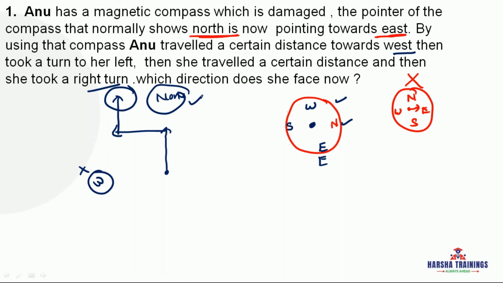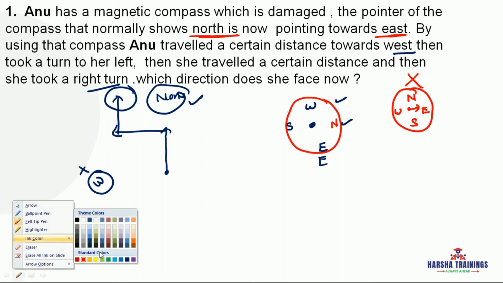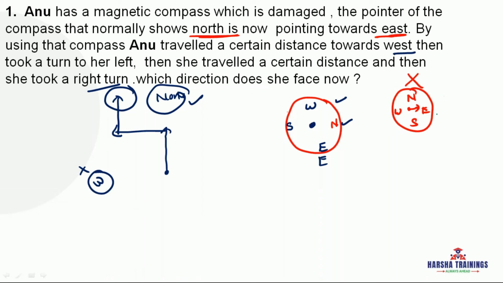Is it clear all of you? So any doubts regarding this question? Sudha has a magnetic compass which is damaged. North is now pointing towards east side, right? So in general, magnetic compass looks like this, right? North side, east side, south side, west side. So magnetic compass is damaged. Now north is pointing towards east side.